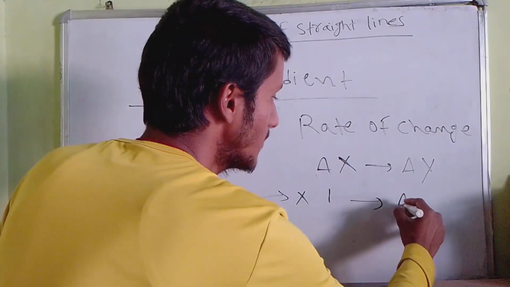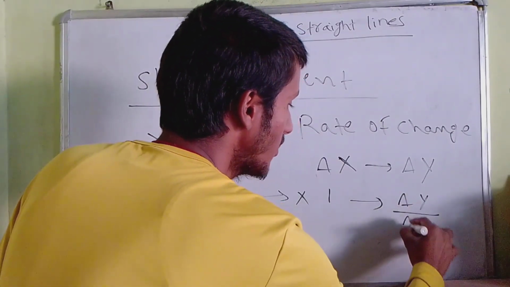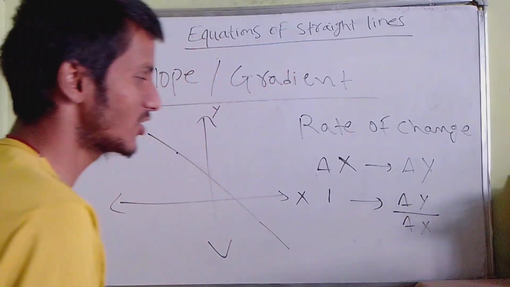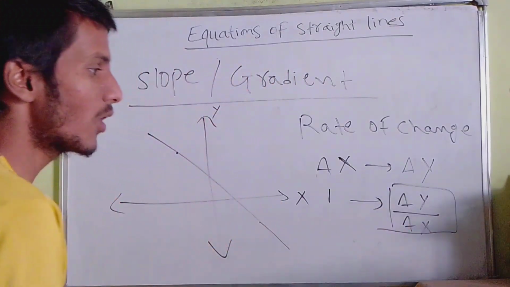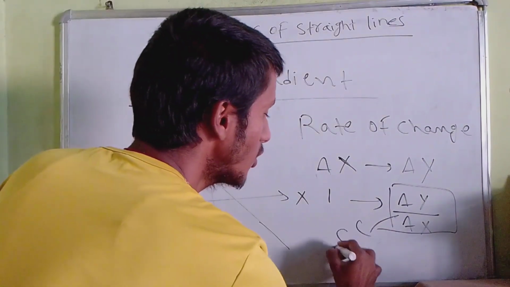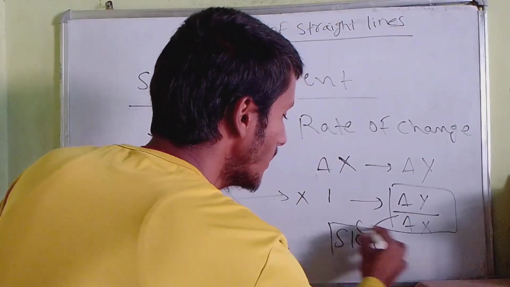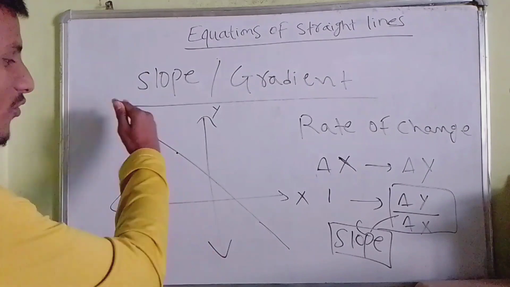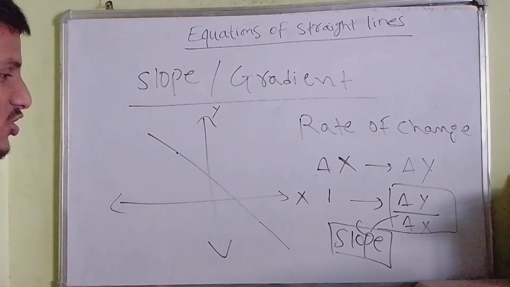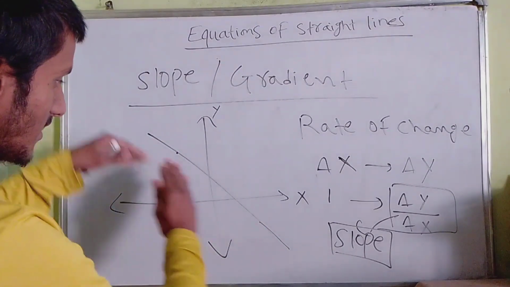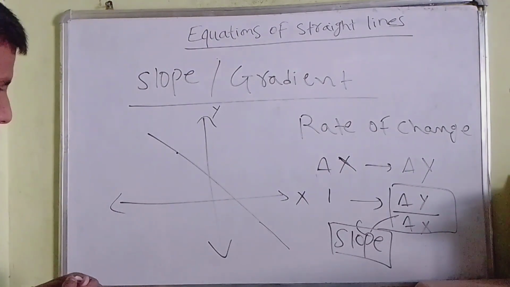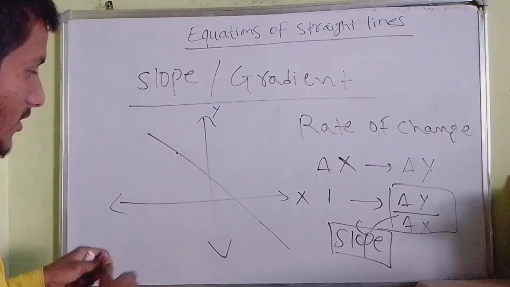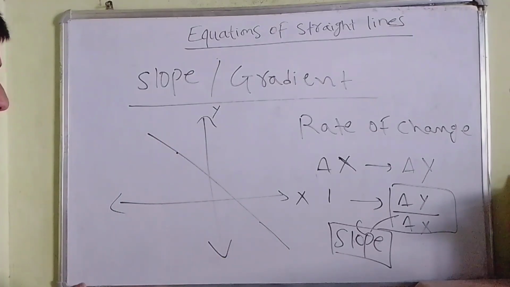And that is pretty simple. This will be delta y over delta x, meaning change in y divided by change in x. This is the rate of change, and this is what we call slope. It is how fast the line is changing, how fast the line is growing or changing, increasing or decreasing. In this case, it's a decreasing line, so it's a negative slope.